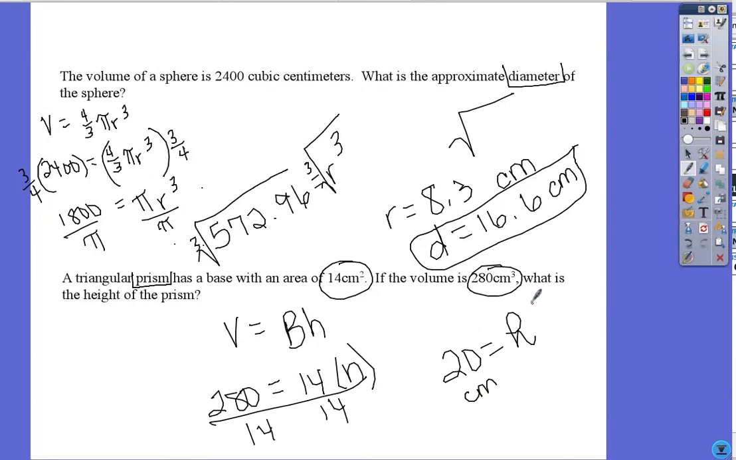So 20 centimeters. And that's all there is, kids. So memorize your volume formulas, keep practicing your surface area and area formulas, and you're going to have a cumulative quiz pretty soon.